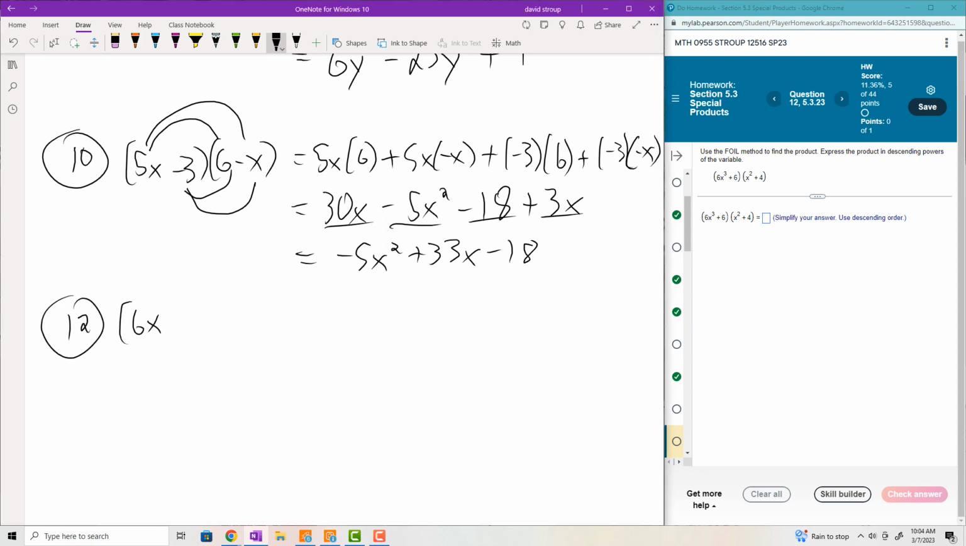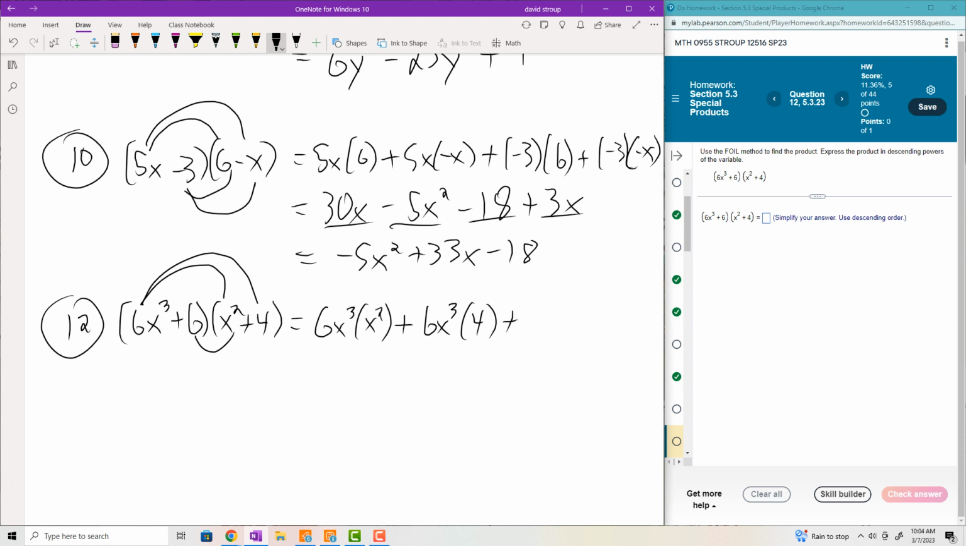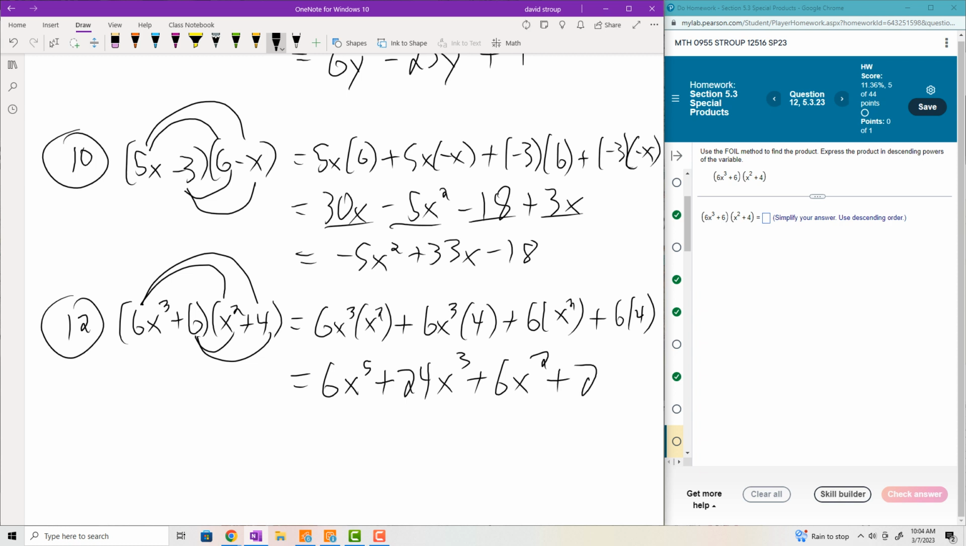We have 6x cubed plus 6 times x squared plus 4. So it's just FOIL. First, 6x cubed times x squared. Outer, plus 6x cubed times 4. Plus inner, 6 times x squared. Plus last, 6 times 4. Clean it up. You're adding exponents: x to the 5th plus 24x cubed plus 6x squared plus 24.